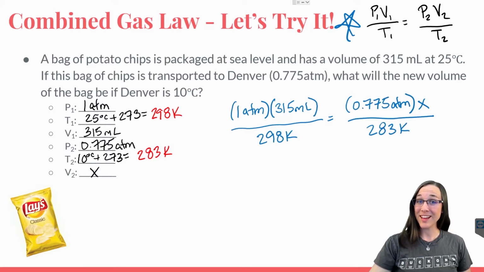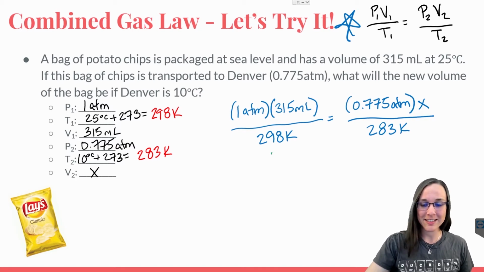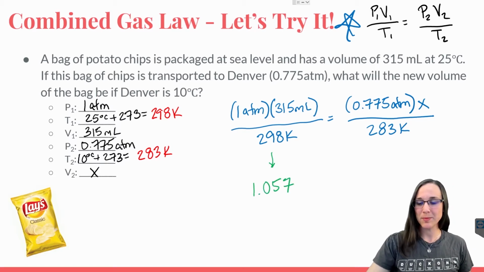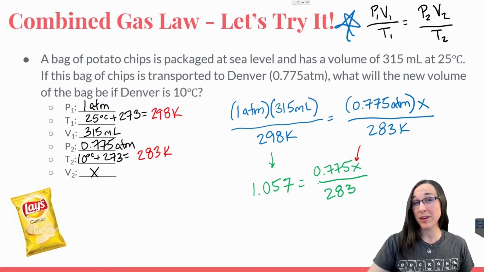Let's focus on the left side of the equation first. 1 times 315 is just 315, divided by 298 K is 1.057. And now that's still going to be set equal to 0.77 x over 283. The objective here is to get x alone, so we need to get rid of the denominator. In order to do that, we need to multiply both sides by 283.